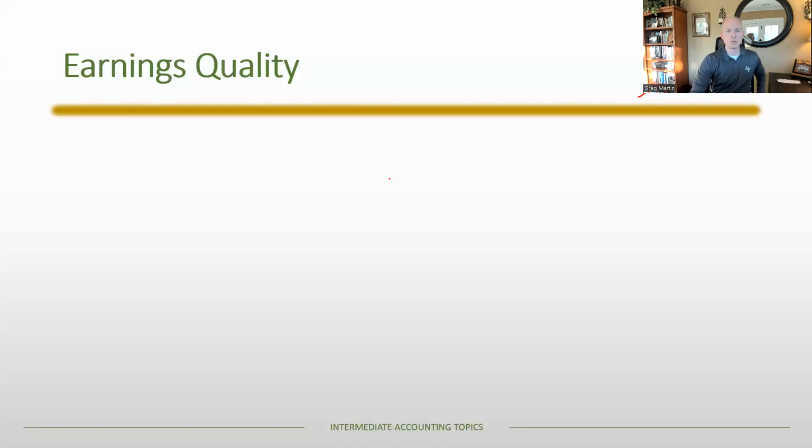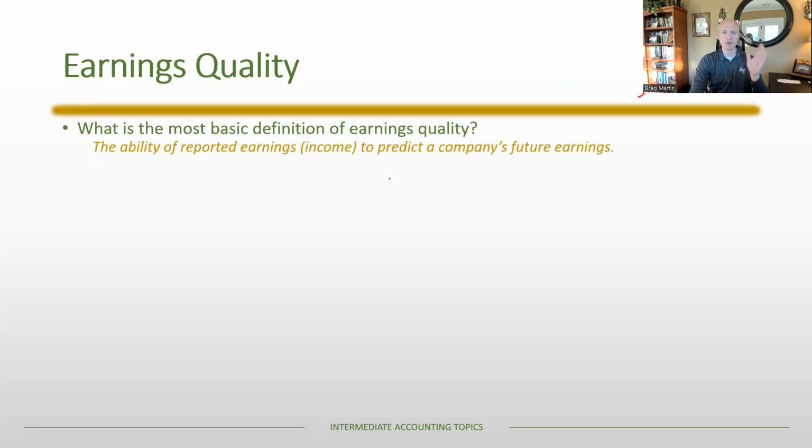All right, so now we're jumping into the second part of our discussion on the income statement. We're going to be talking about earnings quality, so we're going to jump right into it. What's the most basic definition of earnings quality? It's really about the ability of reported earnings or income to predict a company's future earnings.